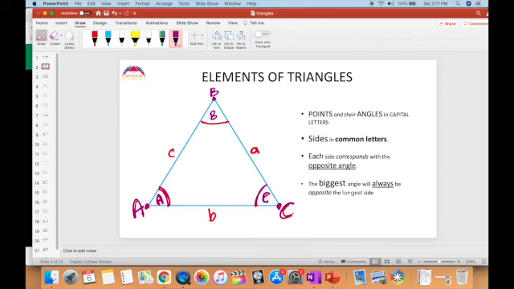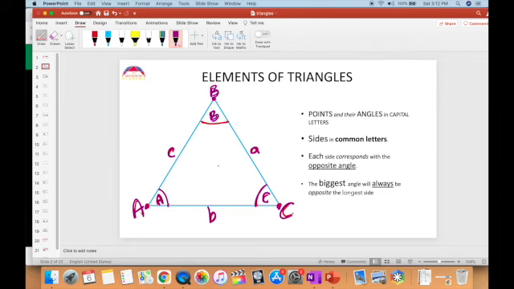The point B and the angle B. If you look opposite the point B, opposite the angle B, you will see the side which is in common letters, b. If you look opposite the point A or the angle A, you will see the side a, which is in common letters. And if you look opposite the point C, you will see the common c for the side. Did you know that the sides were common letters and the angles and points were capital letters?